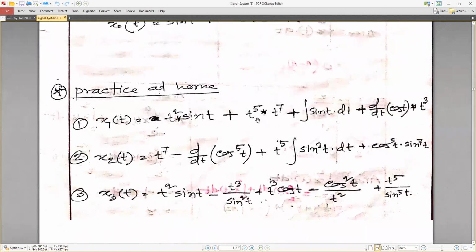In this equation, 5 into 7, both are odd signals, right? Both are odd because look at the power. 5, is it even or odd? It is odd. And 7, even or odd? 7 is odd. So it would be odd into odd. And the integration of the odd signal sin t dt, like this.